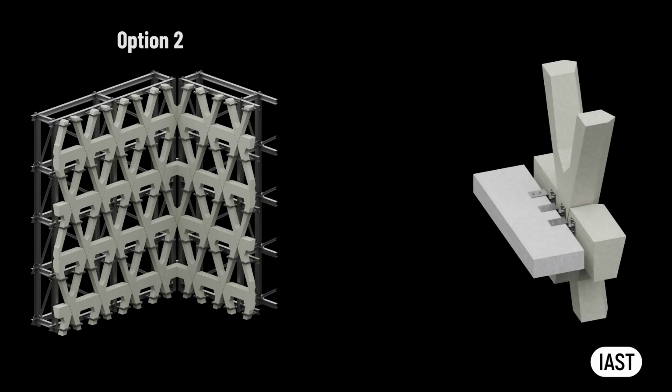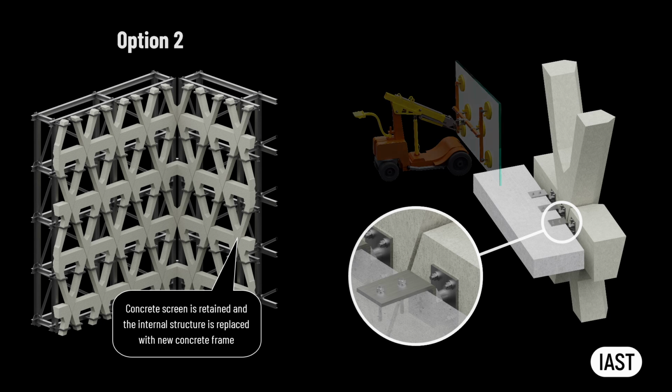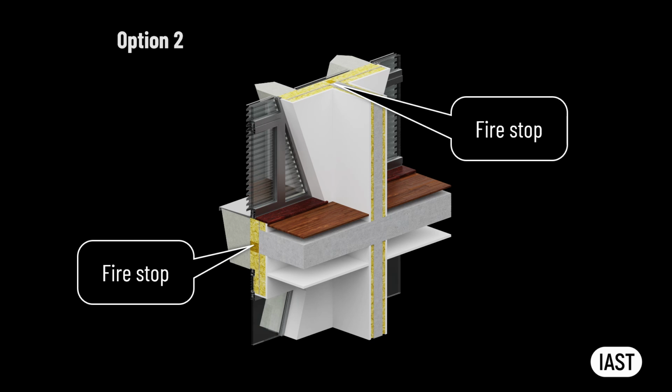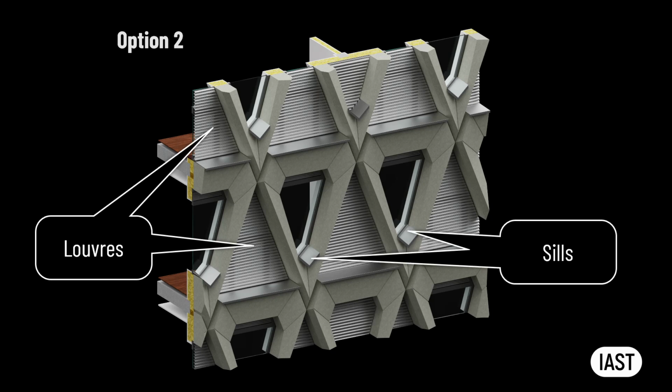In the second option, where the existing concrete screen is retained and the internal structure is replaced with the new concrete frame, the sequence of work will be the same once the new structure is connected to the existing screen. However, the involvement of the fire stopping contractor will be required. Fire stops between the existing concrete screen and the new slabs and party walls are also installed from the inside of the building. For installation of louvers and window sills, external access may still be necessary.